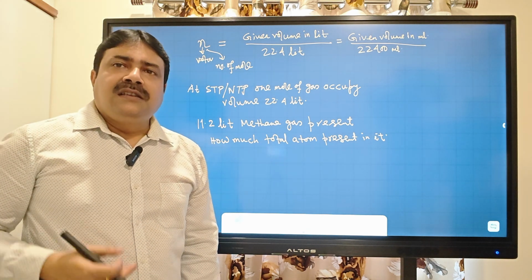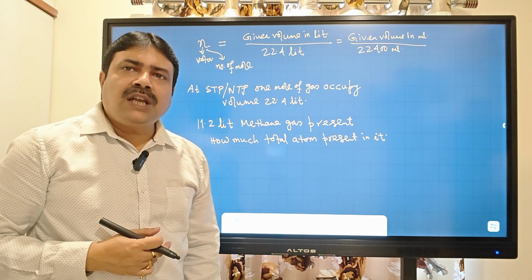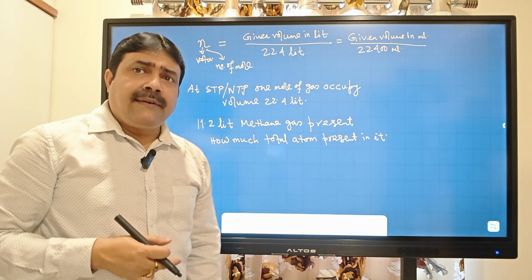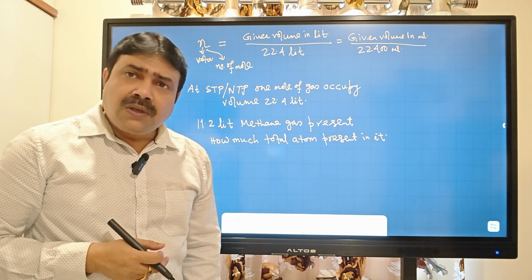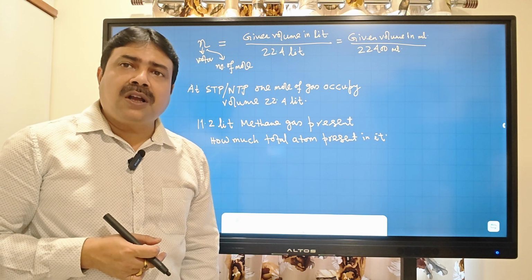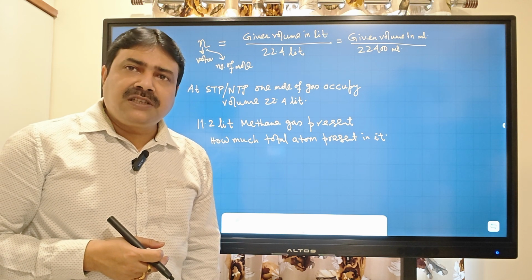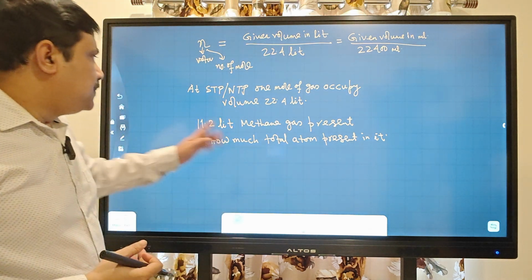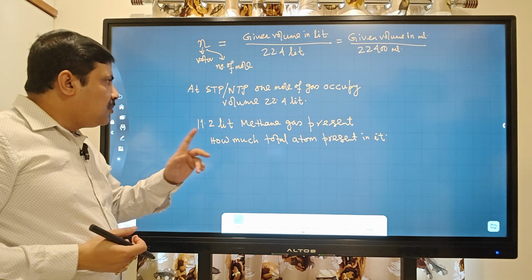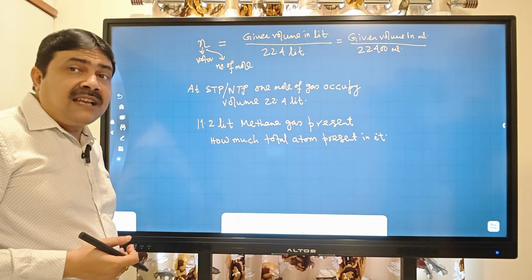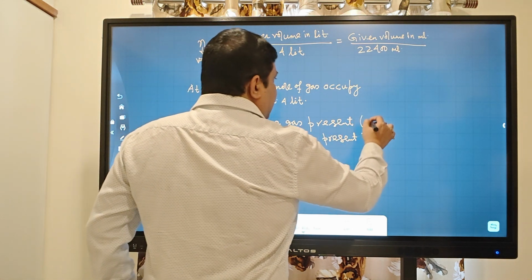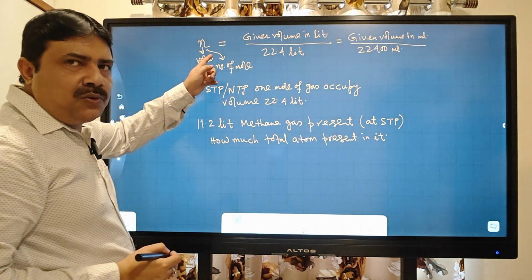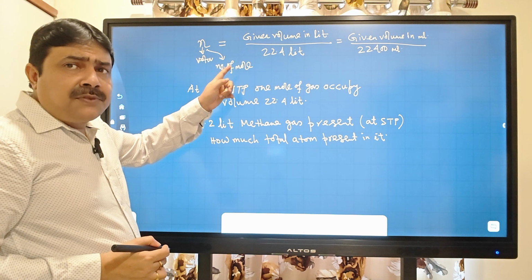So whenever they are asking total atom in it, what operations do you have to do? Number of moles into Avogadro number into atomicity. Atomicity means number of atoms present in one of the species. It may be molecule, it may be ion, whatever it is. Is it clear? Now first, for the calculation of number of moles, they are giving the volume of methane gas in liter, and within bracket they are mentioning at STP. Then immediately I will calculate. Just now I explained how to calculate the number of moles in terms of a volume.